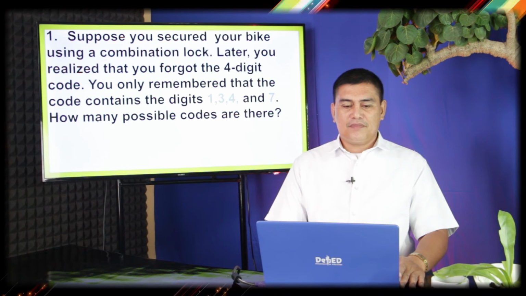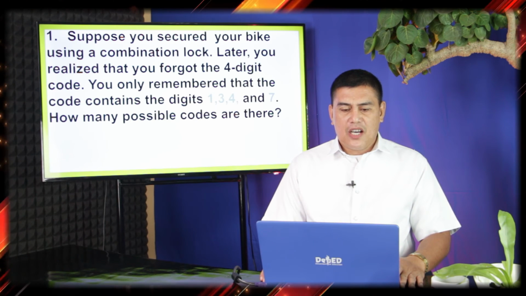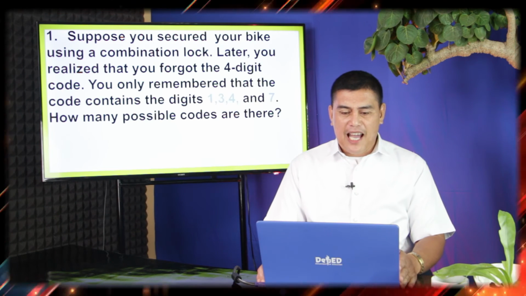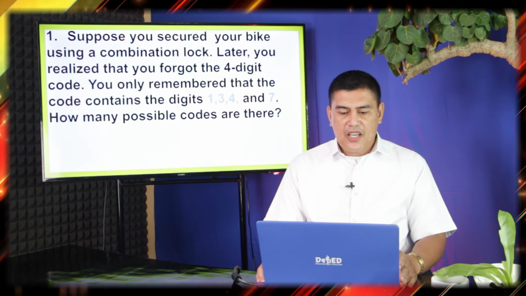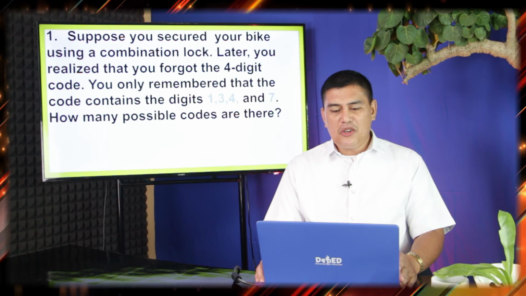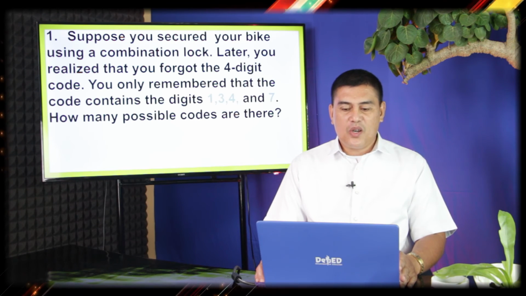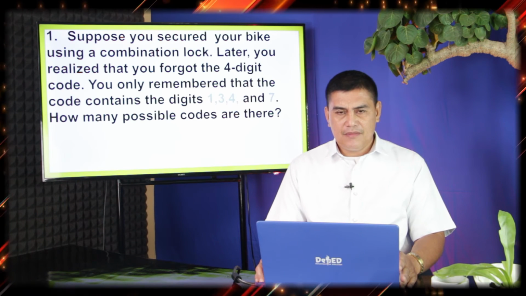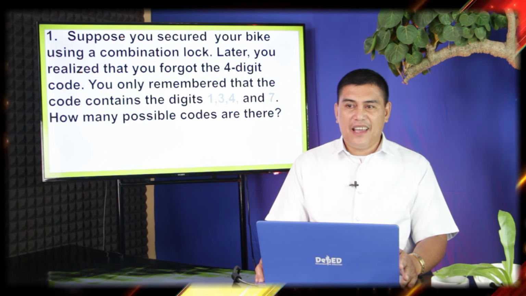Number 1. Suppose you secured your bike using a combination lock. Later, you realized that you forgot the 4-digit code. You only remembered that the code contains the digits 1, 3, 4, and 7. Question: how many possible codes are there?